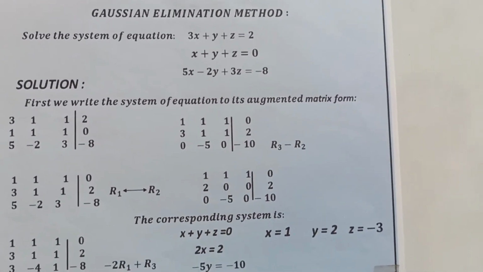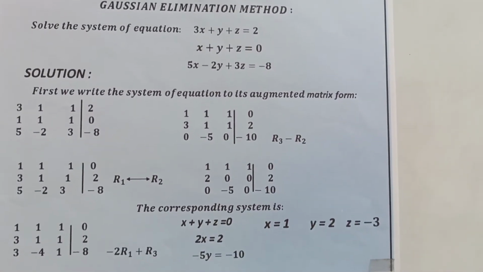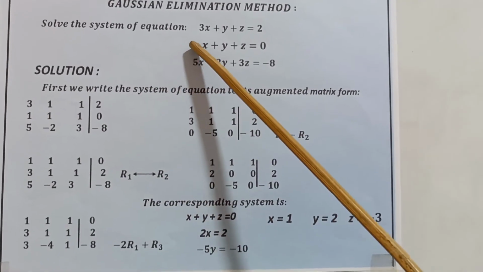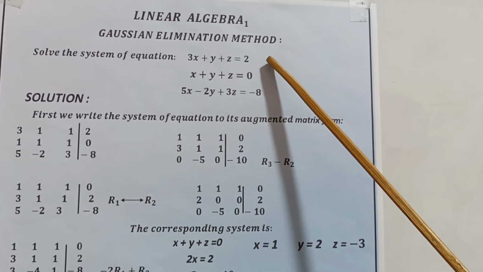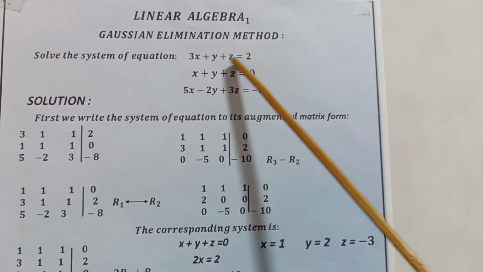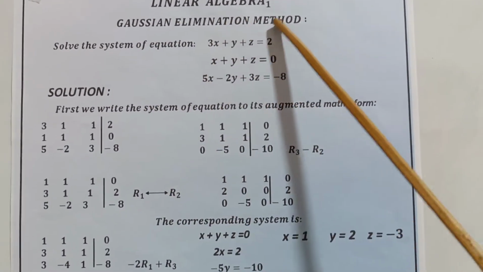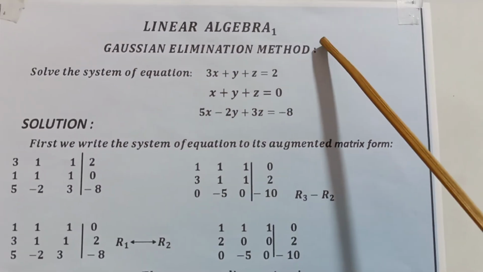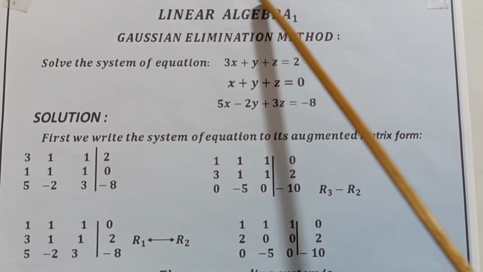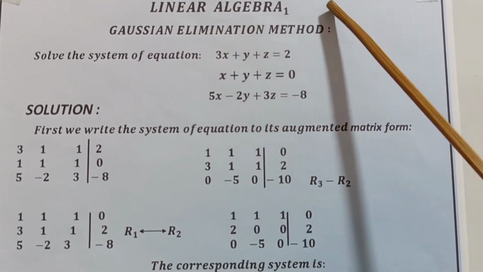Today we're going to teach you how to solve systems of equations involving 3 or more variables. We're going to use Gauss's elimination method, otherwise known as the Gaussian elimination method. This will be taken up in Linear Algebra 1.